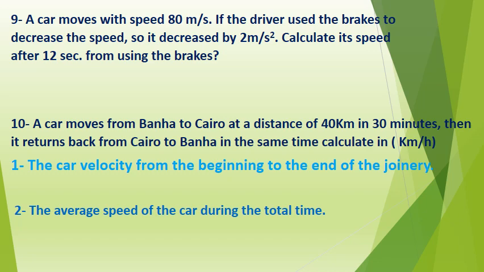Again, pay attention. A car moves with the speed 80 meters per second. So this is V1. If the driver used the brakes to decrease the speed, it decreased by 2 meters per second power 2. So this is the value of acceleration, and he said decreased, so the value will be negative. Calculate its speed after 12 seconds. So this is the time from using the brake. Okay. Can you tell me what is the law of acceleration?